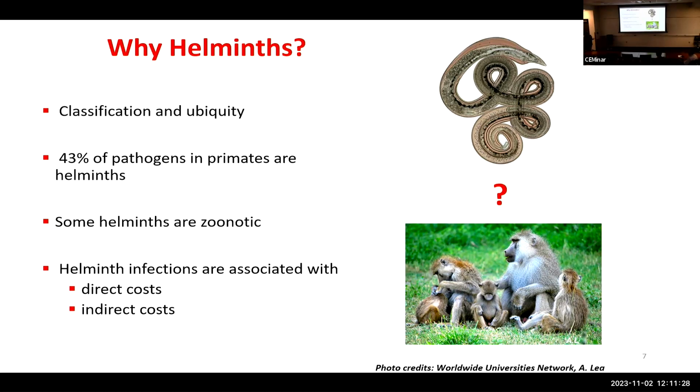But there are also indirect costs, and these are thought to be that hosts will end up spending a lot of time and energetic resources fighting helminths, and so they will not have resources for other activities such as reproduction, lactation, things like that. So there's kind of a trade-off of some sort. Those are the main classes of costs that we can have.